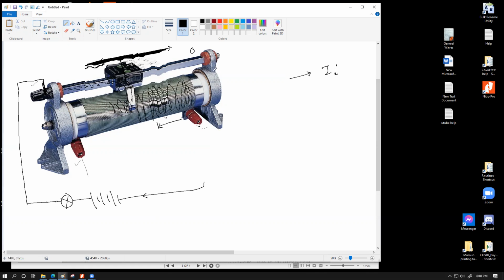Think about it. Let me use red. If we connect the wire right here, now try to visualize the path of the current. The current comes out, goes in here, goes through here, reaches over here. To complete the circuit, in which direction should the current go? Left or right? Left. It has to go to the left.